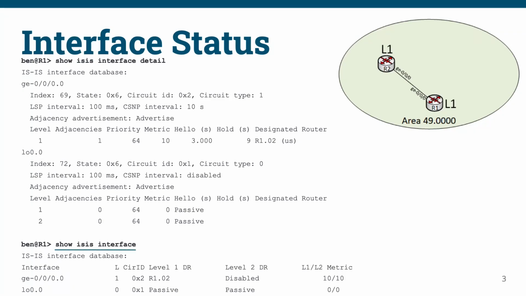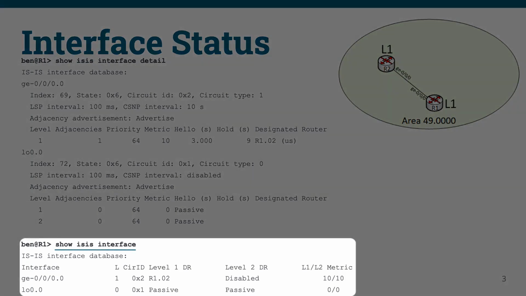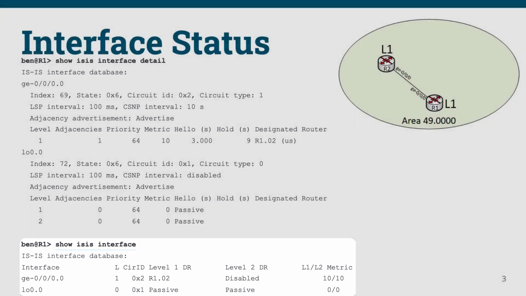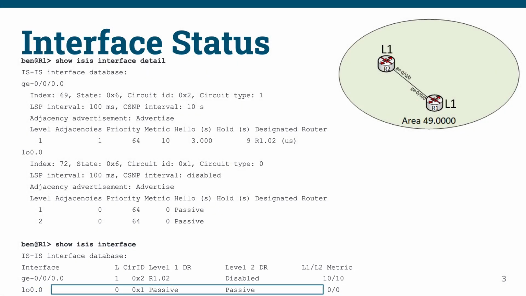The show isis interface command, as seen at the bottom, will list the interfaces on the local device which are participating in ISIS, and to what extent. The loopback interface is showing to be a passive interface for both Level 1 and Level 2. A passive interface, like in OSPF, is one whose network is advertised into the protocol. However, the interface will not originate IIH PDUs. This is as we would expect, since the loopback interface has no need to originate any IIH PDUs.